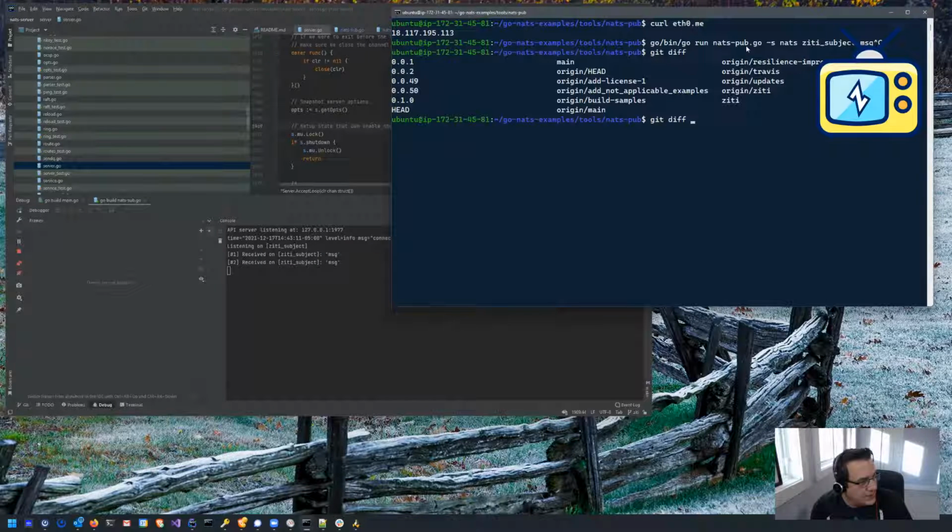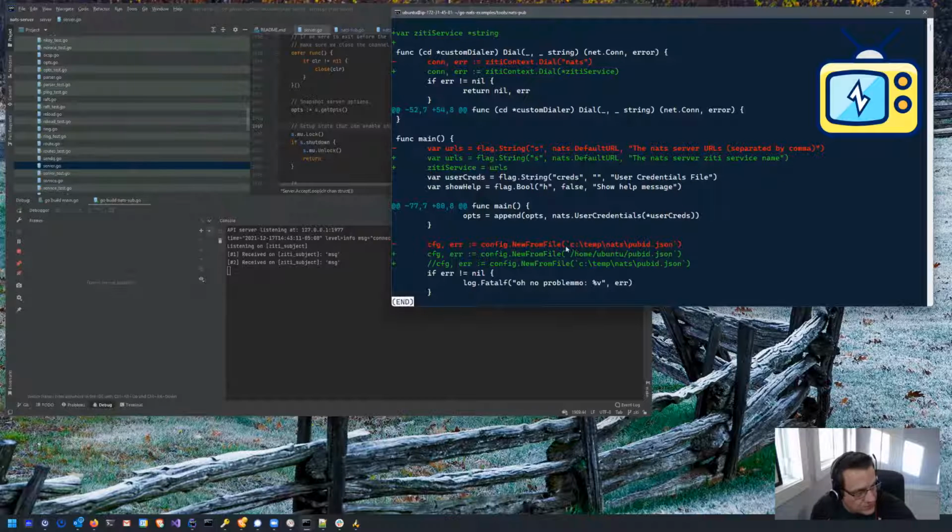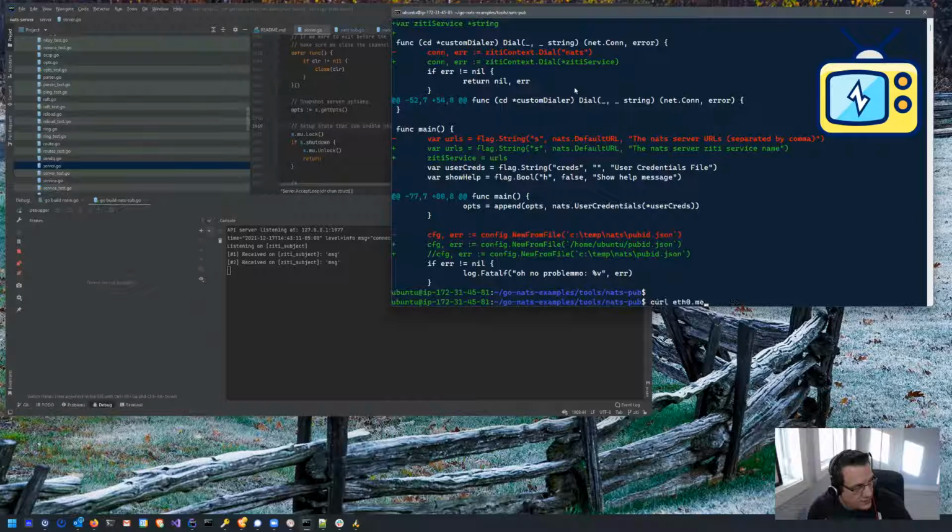I also had to get diff. What's the file name in here called? What is this called? NATS pub. I also had to do one more small thing, which is replace the C:\temp with home/ubuntu, because of course it's running on Linux, not on my local machine.